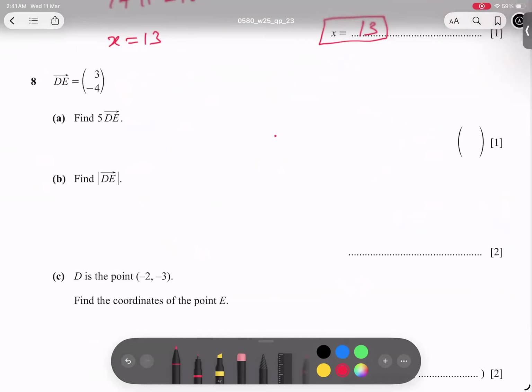So 5 times DE. 5 times DE means 5 times this column vector. So 5 threes are 15, 5 fours are 20. This is our final answer.